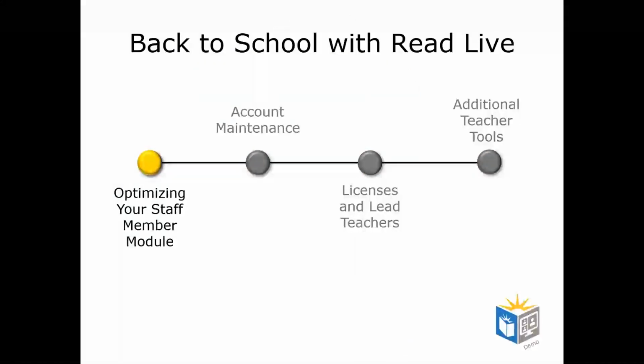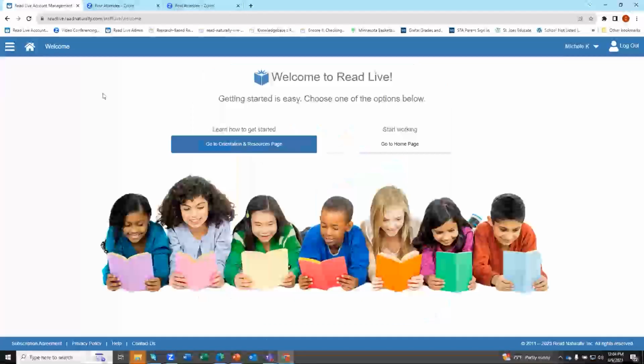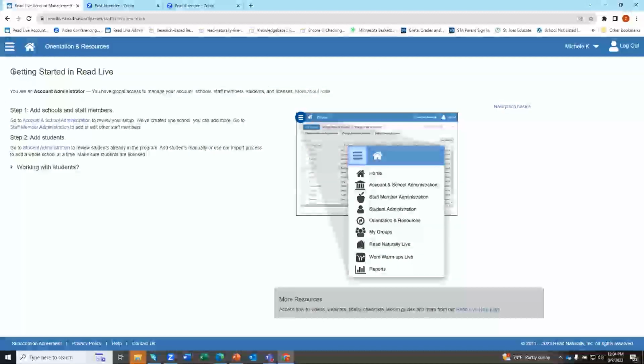So for optimizing your staff module, I'm actually going to pop out of this PowerPoint and go into the program so we can walk through some different features. I'm currently logged in to Read Live on the main page. And if you are new to your position, the best place for you probably to start once you log in is to go under this section that says Learn How to Get Started. Go to Orientation and Resources page. If you click on that button, it will let you know what your role is within the account.